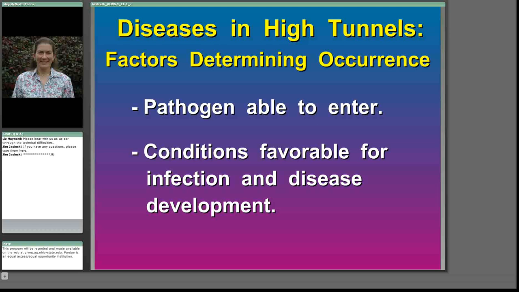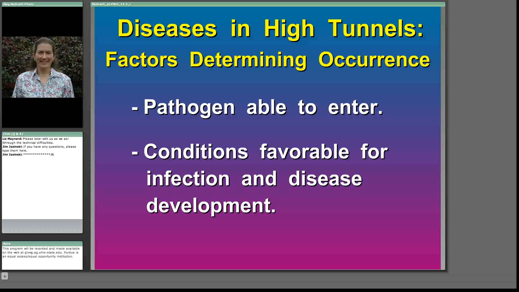So the number 2 thing you have to have for the disease triangle and to have disease is the pathogen. And when it comes to high tunnels, I like to think about how the pathogen gets in to be the factor that determines whether or not it's going to be there. So not just the pathogen being present, it's got to be able to get into the high tunnel.